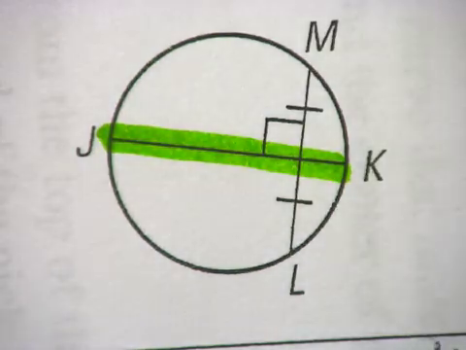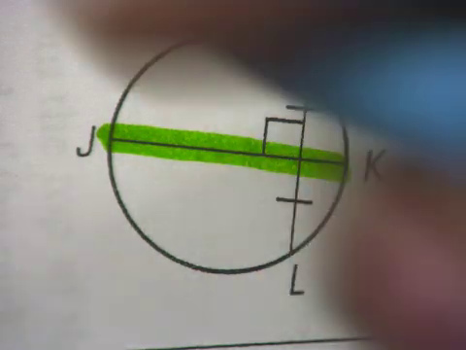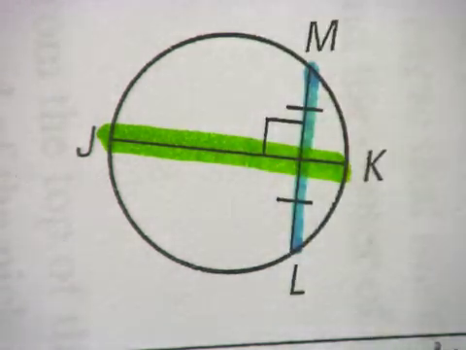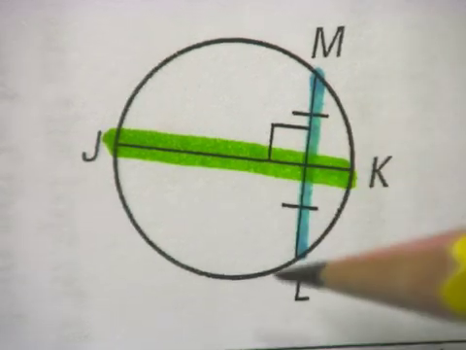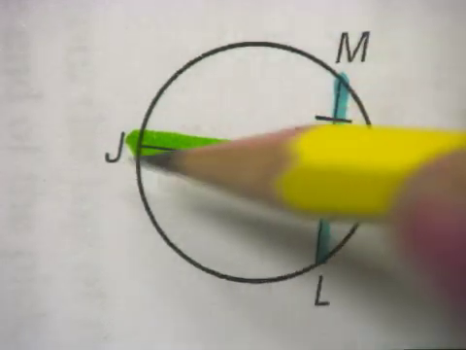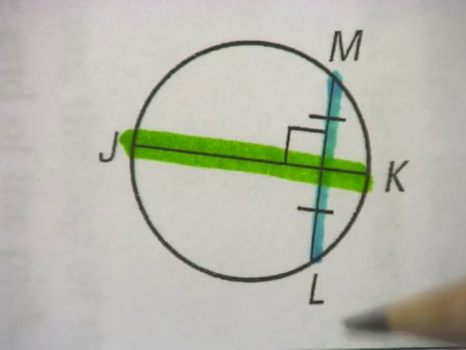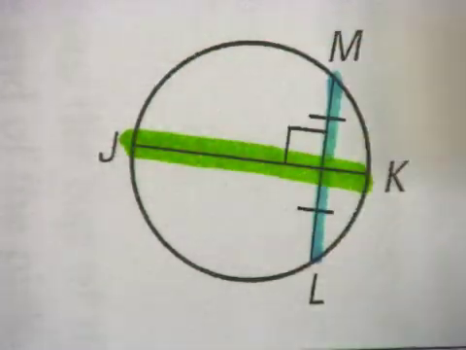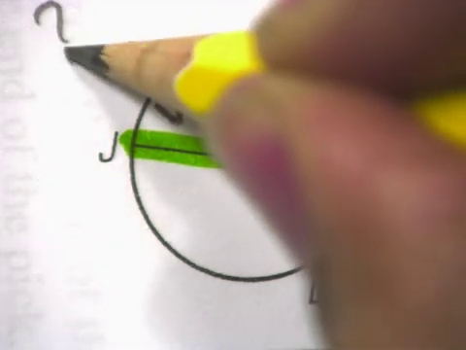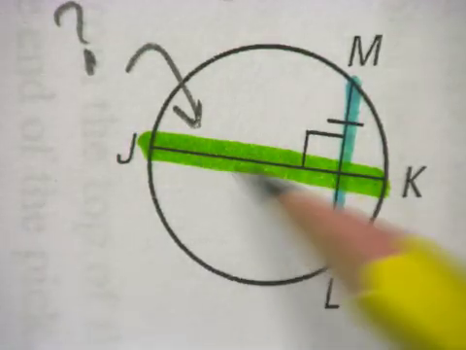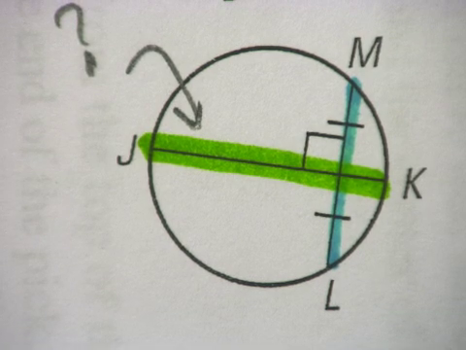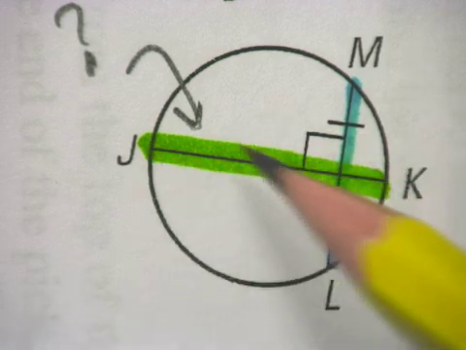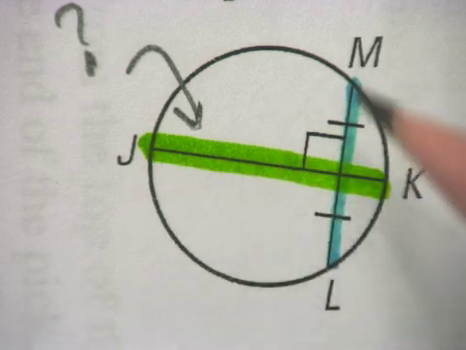So here I have two chords, JK and ML. Let me put my diameter in green, and let me put my chord in blue. Notice that there is no center of a circle here. There's no indication that green is a diameter. They're not giving us any clues. They didn't put 180 anywhere or anything like that. So how do I know that this is a diameter? Because it looks like it's going through the middle? That's not enough to prove it.